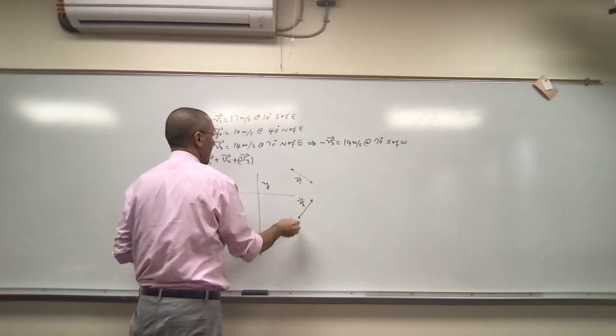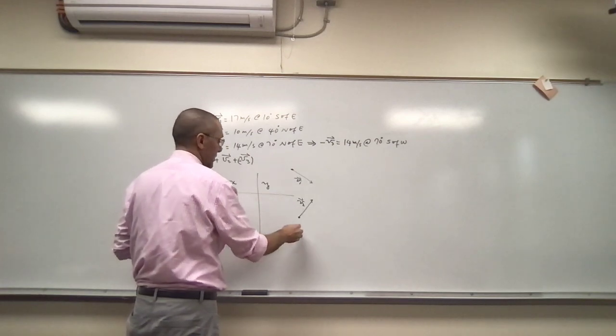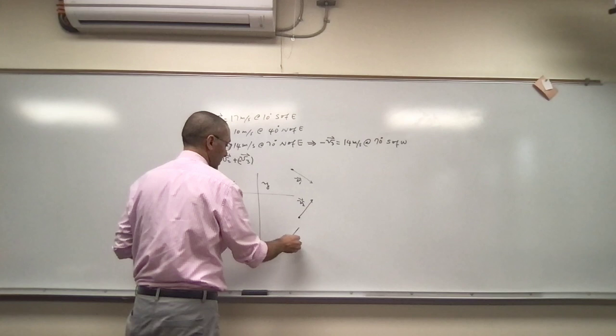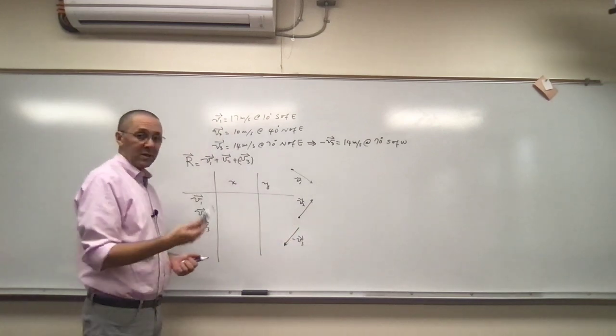Okay? And negative V3 is going to be south of west. So negative V3 is going to be like this, kind of, just to give me an idea. Now, then I'm going to start breaking them.